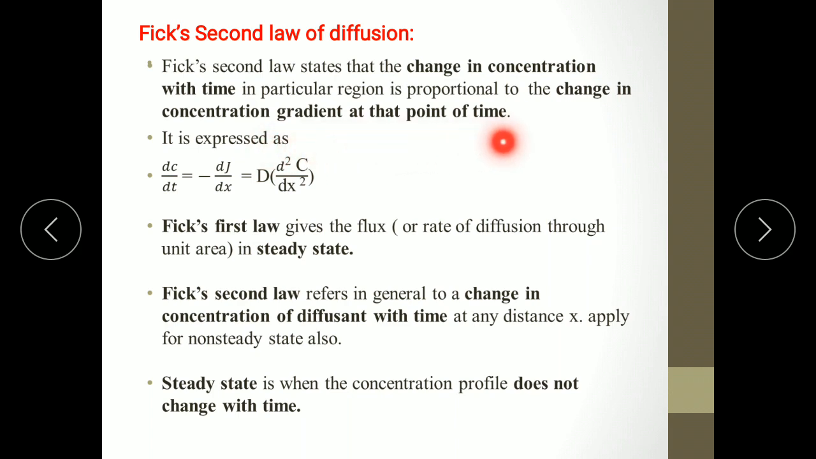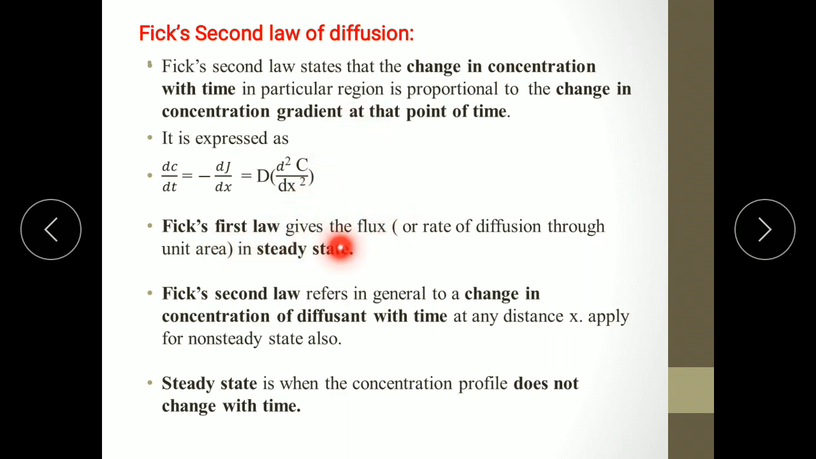at that point of time, and it is expressed as dC divided by dt equal to minus dJ divided by dx. After simplification, means after addition of J value from the first formula, we will get D into d square C divided by dx square.